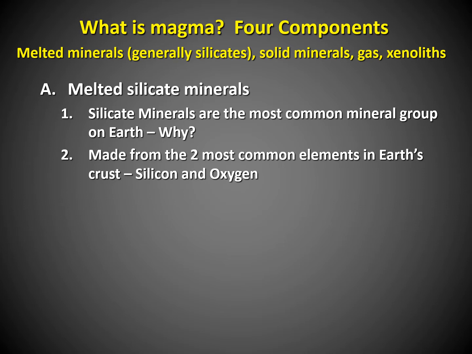And actually, they're the most common elements in the Earth's mantle as well. Taken together, the crust and the mantle form most of the Earth. So these are the two most dominant elements we have, and they like each other. They're very compatible with each other. Silicon and oxygen love to bond together.